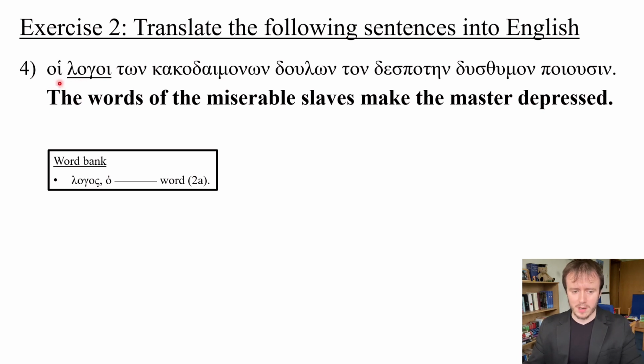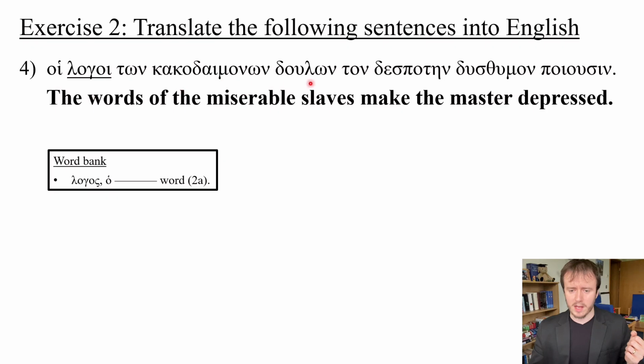Since they're nominative, we know that the words are doing the action. We'll get to the action later on. But following the words, we've got ton, kakodaimonon, doulon. All of this is genitive plural. Ton doulon are the slaves in the genitive plural, but they're not just any old slaves, they are kakodaimonon doulon, meaning miserable or unfortunate. So this says the words of the unfortunate or miserable slaves. So we just have a plain deployment of the genitive here, and we translate the genitive using of.